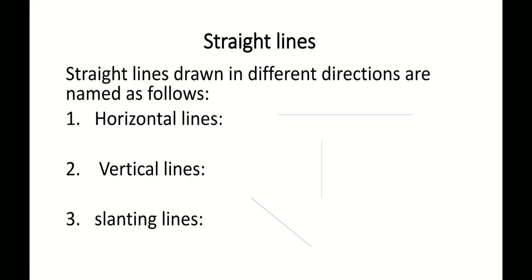Straight lines drawn in different directions are named as follows. We can draw straight lines in three different ways. First is the horizontal line. Second is the vertical line. And third is the slanting line. So, one way is we can draw horizontally, we can draw vertically, or we can even draw slanting. These are the three different straight lines.